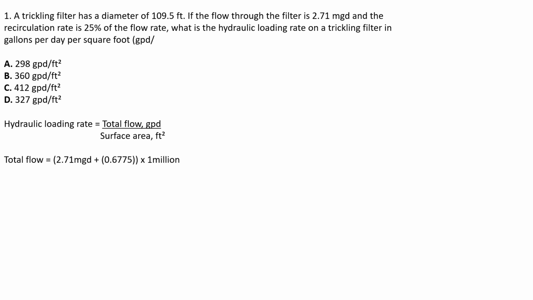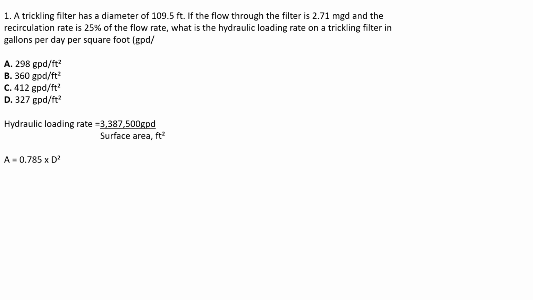So we did our math in the bracket first, the 2.71 times 0.25, and you get 0.6775 million gallons a day. So we're going to add that to the 2.71 million gallons a day. You get 3.3875 times a million to get this into gallons per day instead of million gallons a day. So you get 3,387,500. Now let's solve for surface area.